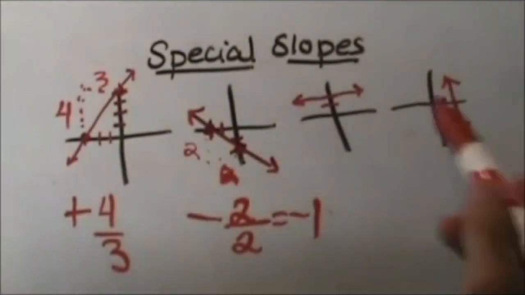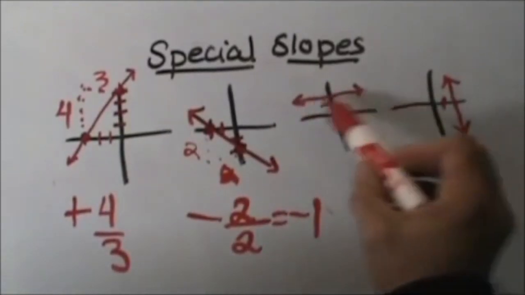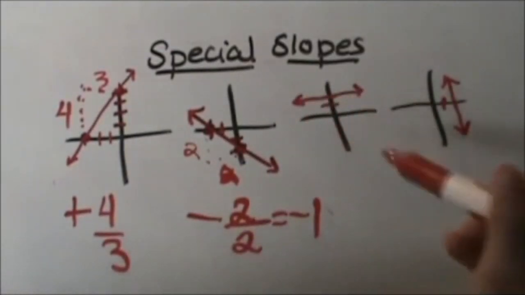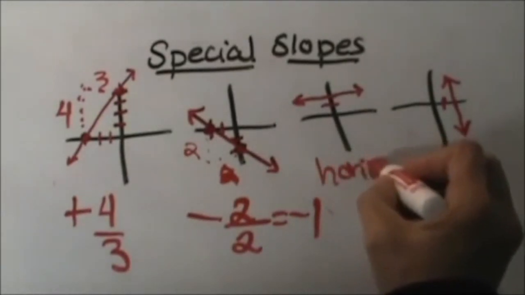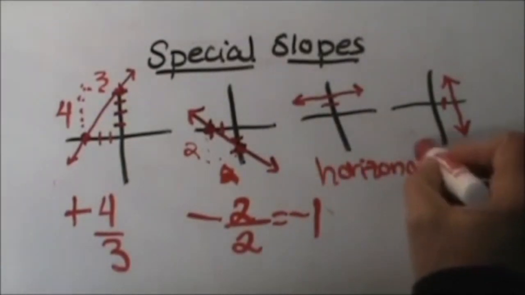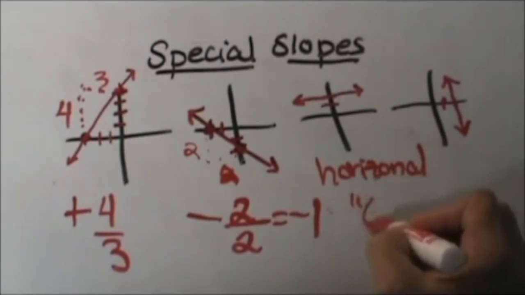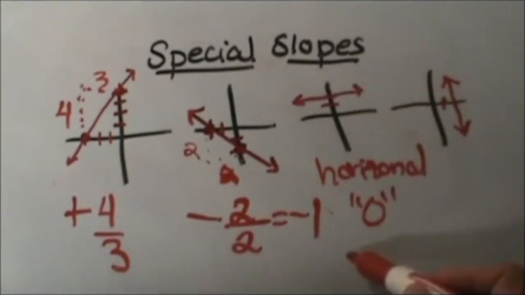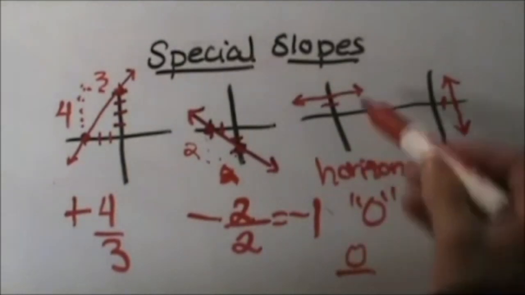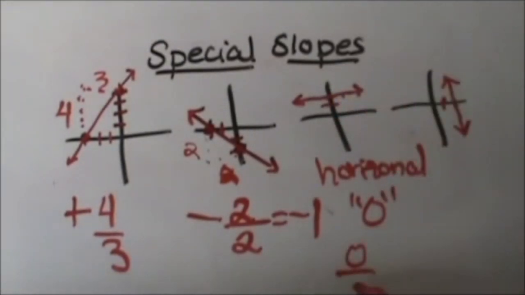Now let's look at our two special cases. This one does not go up or down, but it is a horizontal line. So anytime you have a horizontal line, you are going to have a slope of 0. Okay, why is that? Well, you have a rise of 0 and a run of, well, any value. So let's say a run of 1. So our slope will be just plain old 0, because 0 divided by any value is just 0.